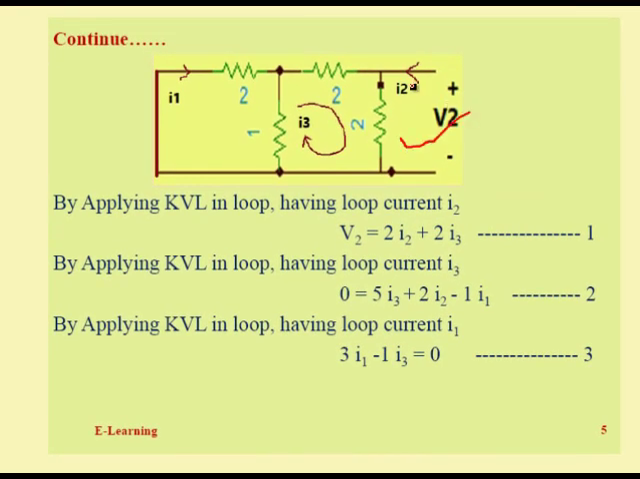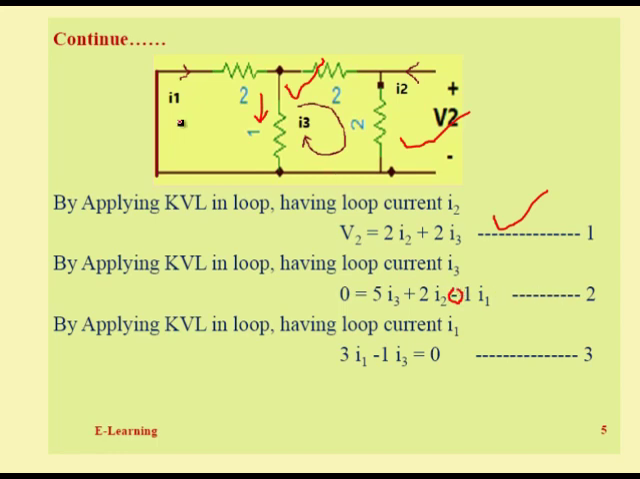Here we get 2i2 plus 2i3 is equal to V2, this particular equation. Now we apply KVL in this loop, so the applied voltage here in this loop is 0, 5i3 plus 2i2 minus i1, because this direction of i1 is opposite to the direction of i3, hence we have to put a minus sign here. This is our equation 2.